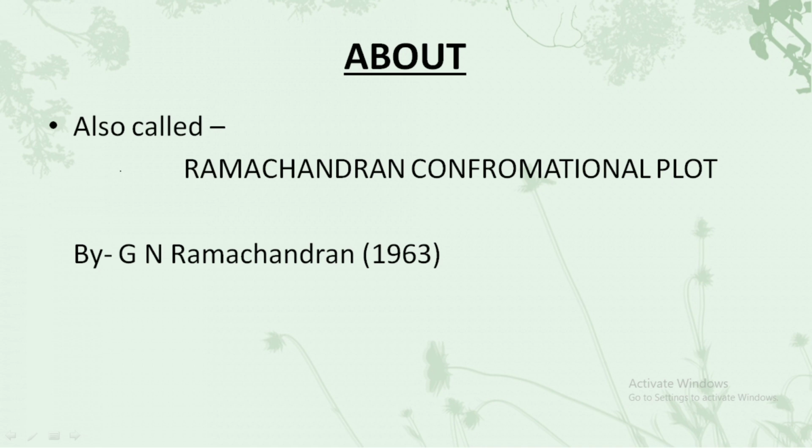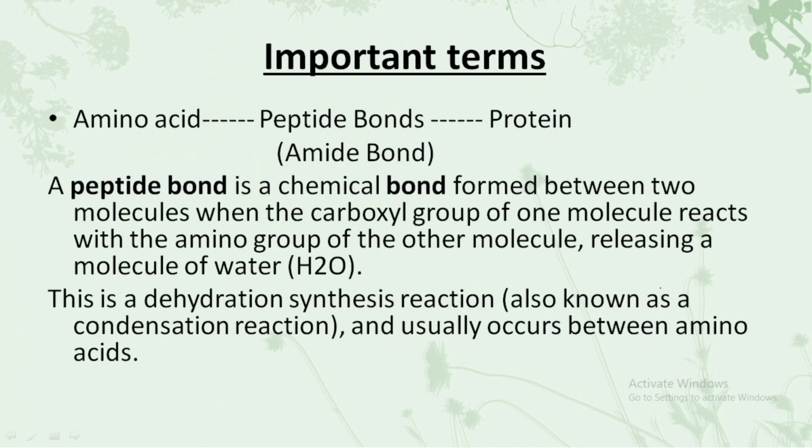First of all, it is also called the Ramachandran conformational plot, and it was given by G.N. Ramachandran in 1963. Now, before understanding what Ramachandran plot is and what its various features are, we have to understand a few other terms. The first thing is what an amino acid is and what peptide bonds are and other things. Why? Because if we understand all this, then only can we understand the Ramachandran plot in detail.